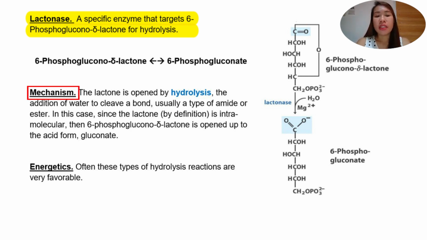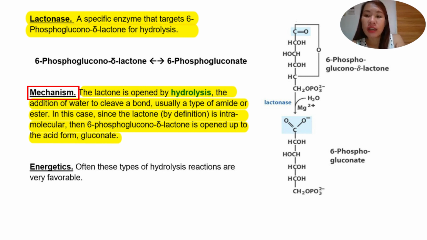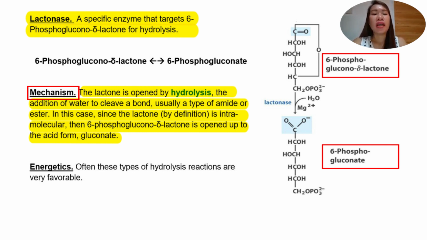Now, the mechanism that occurs is the lactone in 6-phosphogluconolactone is opened by hydrolysis, which is the addition of water to cleave a bond, usually a type of amide or ester. In this case, since the lactone is intramolecular, then 6-phosphogluconolactone is opened up to the acid form of gluconate. So through hydrolysis, this is opened up, okay, to form the acid form, which is the 6-phosphogluconate. And often these types of hydrolysis reactions are very favorable. Okay, so we had hydrolysis which opened up 6-phosphogluconolactone, which now caused the formation of the acid form, which is 6-phosphogluconate. Okay, this is the second portion.